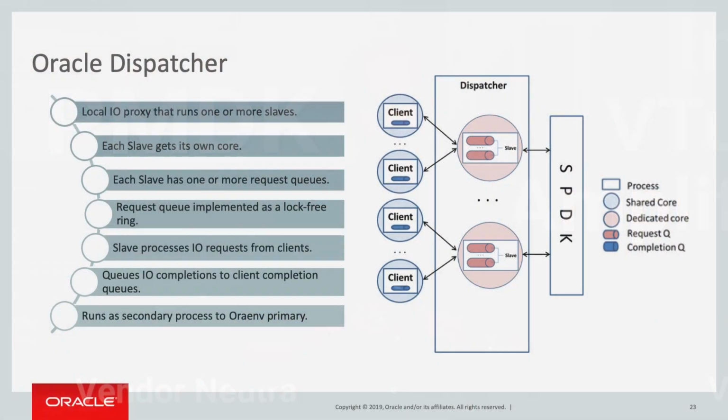The dispatcher is where we've changed how the I/O architecture looks. It's basically a proxy, an I/O proxy. As I mentioned earlier, we have thousands of processes in a single database instance, so we run out of hardware queues relatively quickly. So we've implemented a dispatcher, which is a small set of slaves, and all the clients send a message to the dispatcher to get their I/O serviced via the dispatcher.